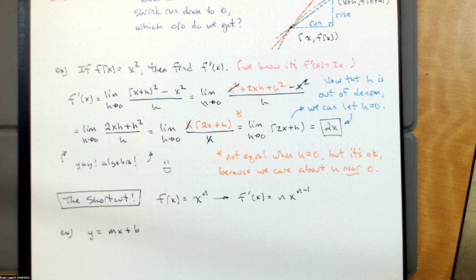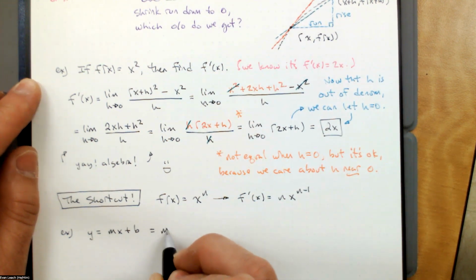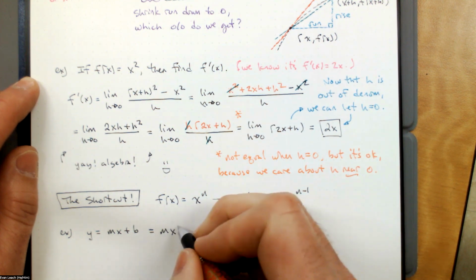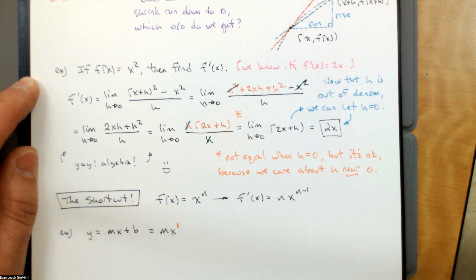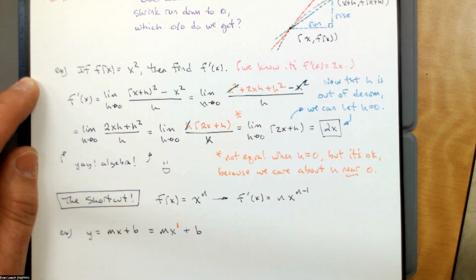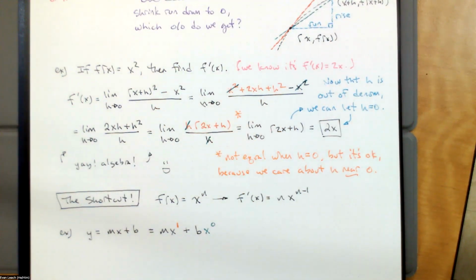We can apply our shortcut. We can do the definition, but I don't want to. So we can apply our shortcut. We can write this as x to the n. I can think of mx as mx to the first power, and I can read the constant b as x to the 0 power. If we can read powers of x, then we should try to read powers of x.